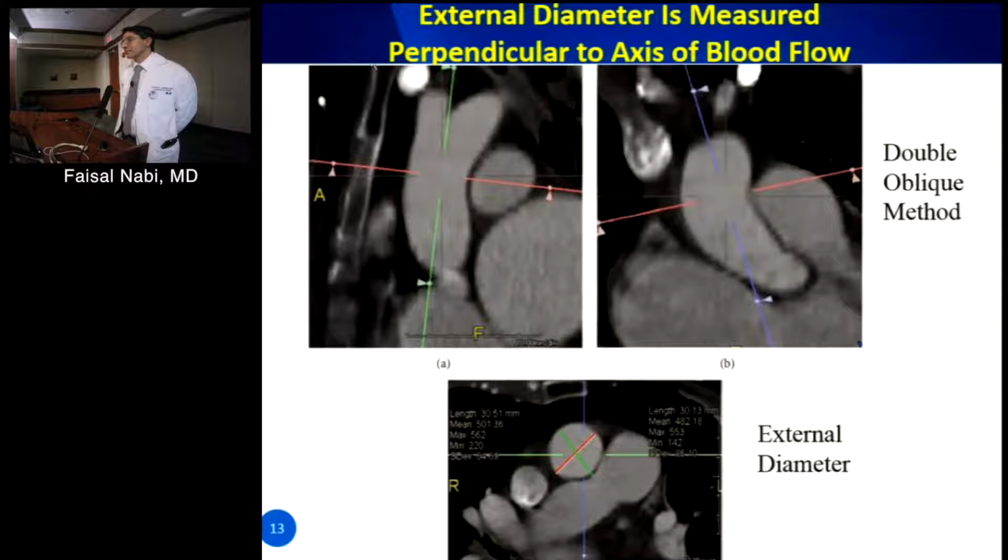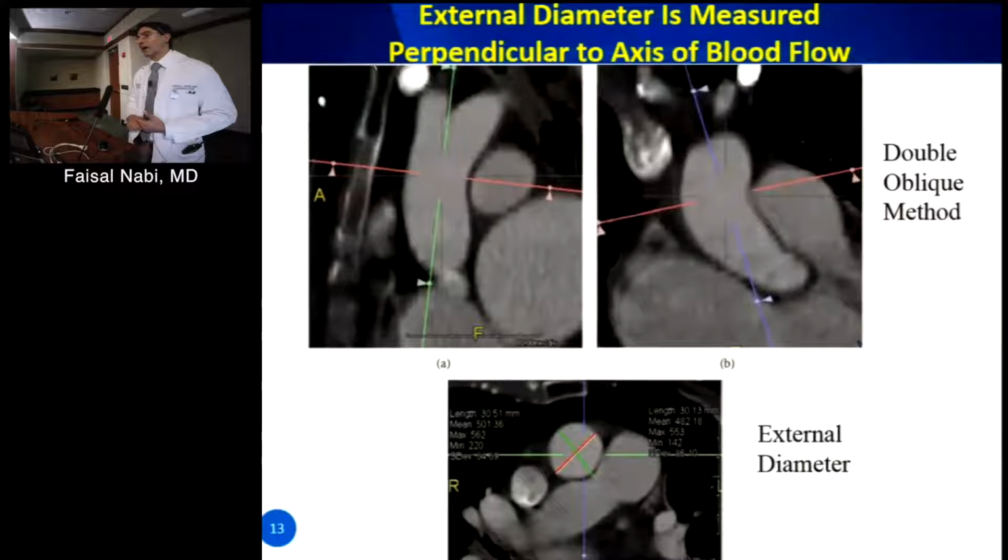And I'll show you an example of that. So the conversation has alluded to the fact: how do we make measurements by CT? We use what's called the double oblique method, where you really create a short axis view by going perpendicular to the flow of blood using two other views. And then the measurement is external to external. Theoretically, this is exactly what, like Dr. Q said, the surgeons measure when they put their caliper on the aorta.